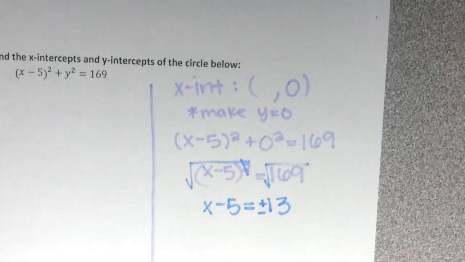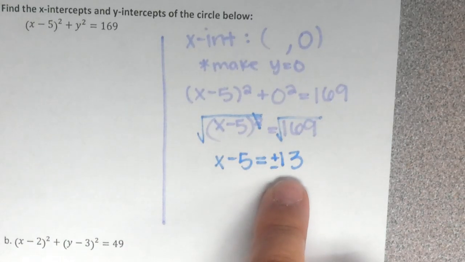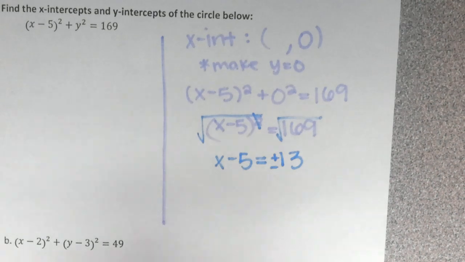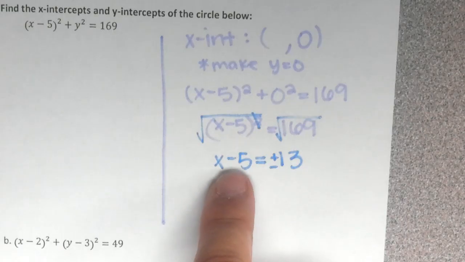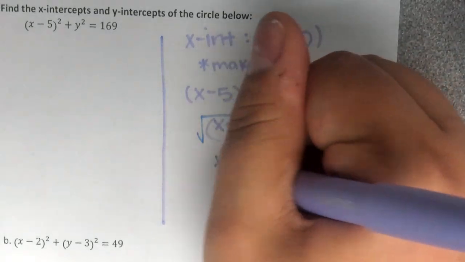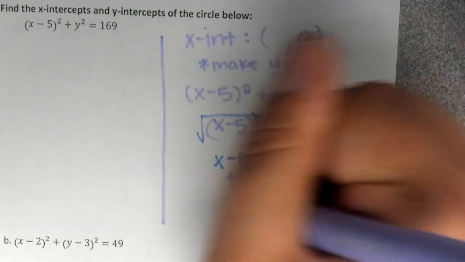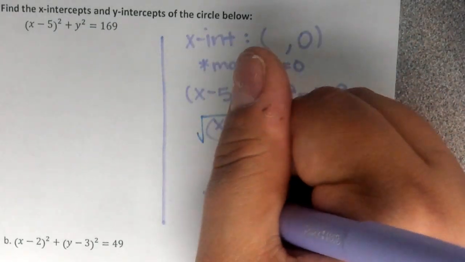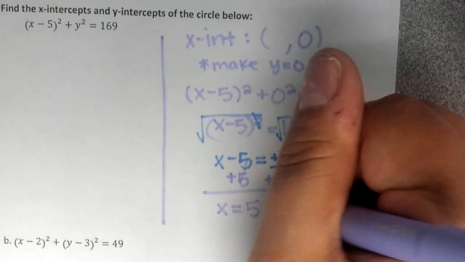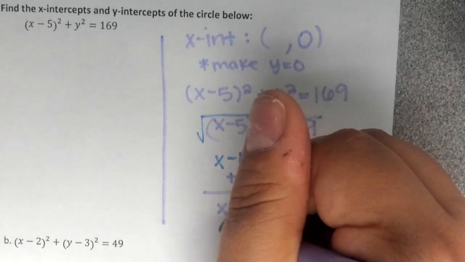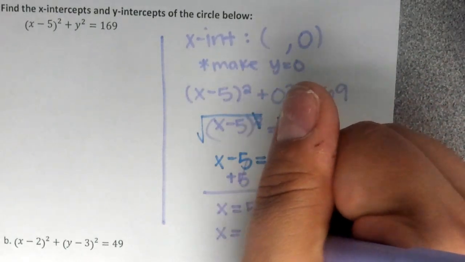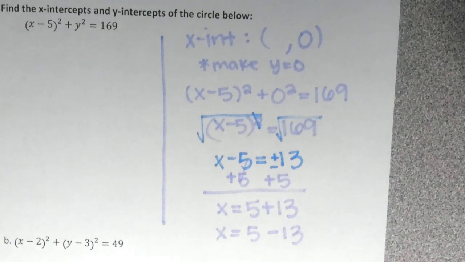Y'all remember when I said you're going to get 2 answers? You have to get 2 answers. Don't forget, if you don't get 2 answers, it's because you forgot the plus or minus. So don't hate it too much. It's not too bad. How do I get this by itself? X by itself. I'm going to add 5 to the front here. So x is going to equal 5 plus 13, and x is going to equal 5 minus 13.